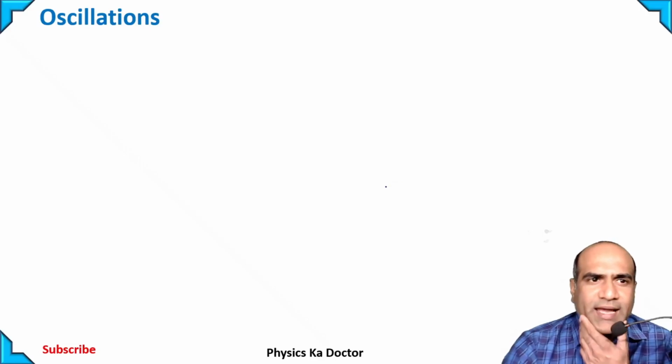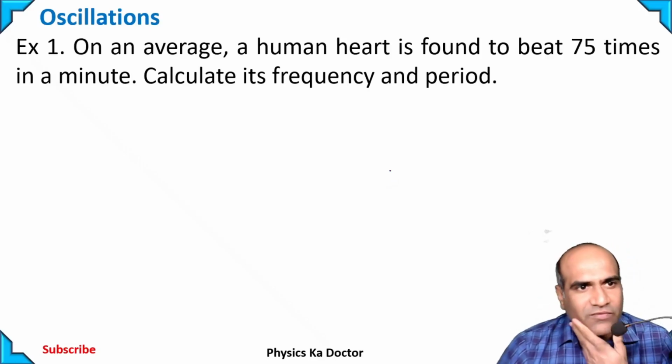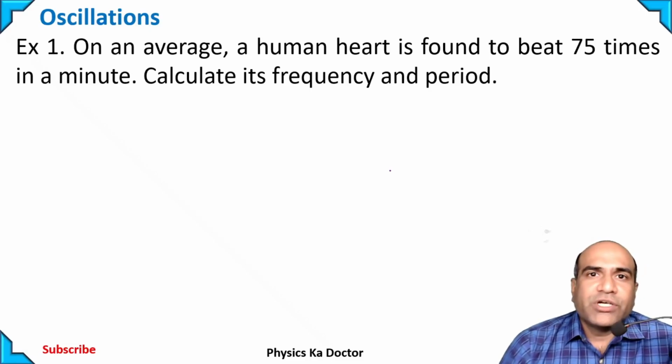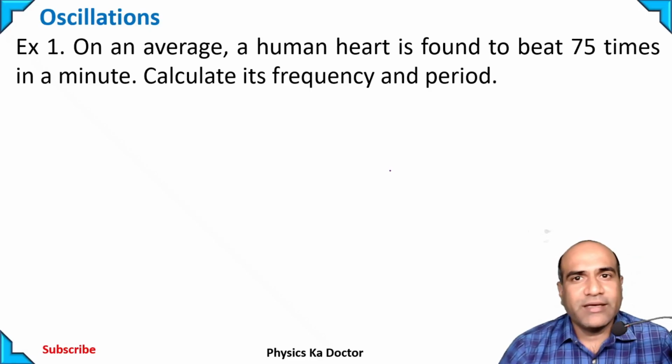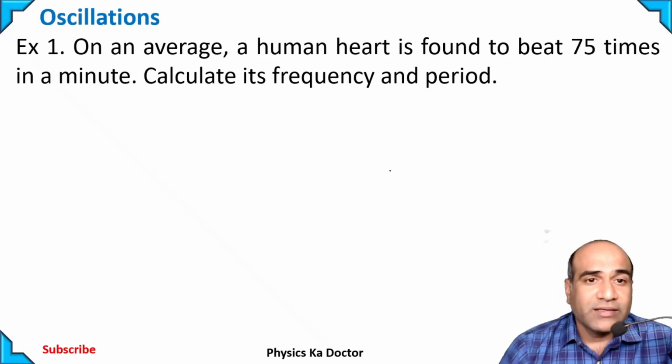Now what next? Example. We have taken the first example. On an average, a human heart is found to beat 75 times in a minute. Calculate its frequency and period.